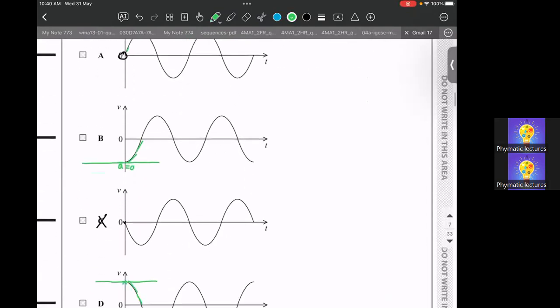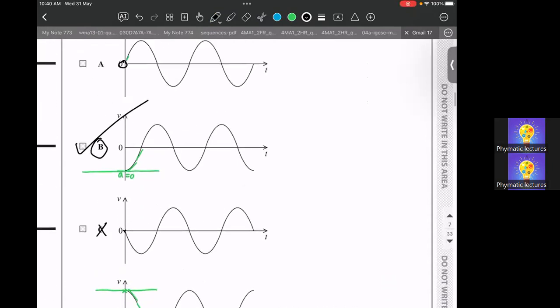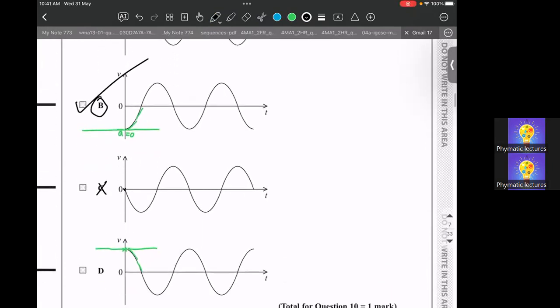So which one is the correct option for this? The answer for this question is therefore B. B is the correct answer. Hope you got that idea.